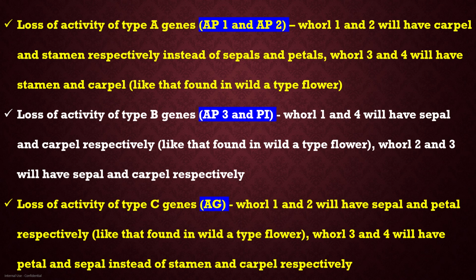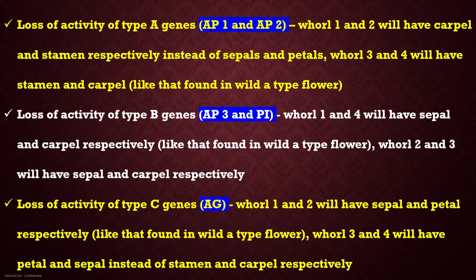Why? Because the genes that are governing the identity of stamen and carpels are normal. They did not lose their function or their activity. So they will form carpels and stamens in the remaining two whorls.